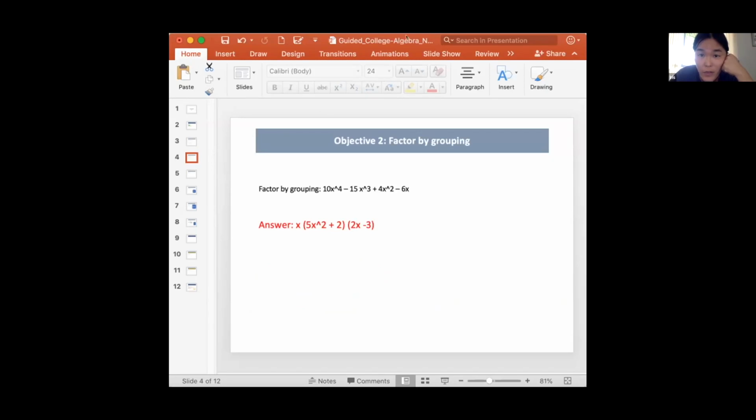We have objective 2, which is factor by grouping. What usually happens is, with factor by grouping, you kind of have to have a good big picture vision to figure out who are the groups. In this case, we have these 4 terms, and I see that this is x to the 4th, this is x cubed, this guy is x squared, and this is x. So what if I try factoring the first 2 separately from the second 2?